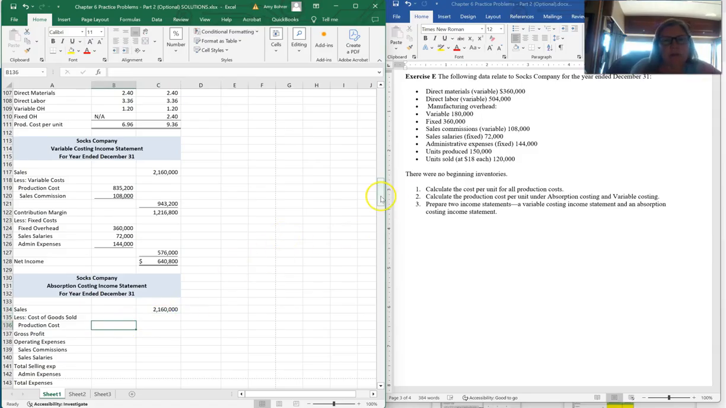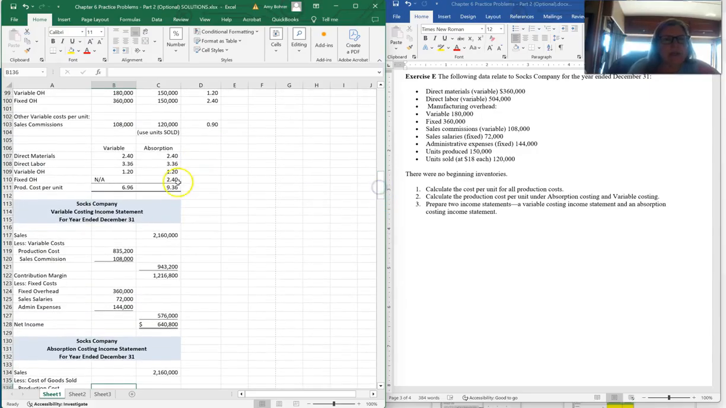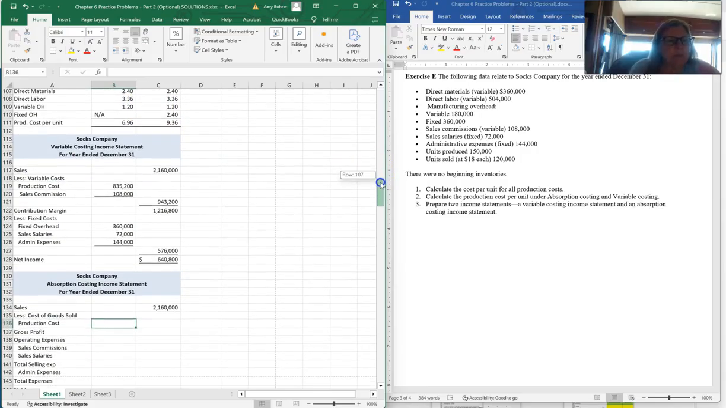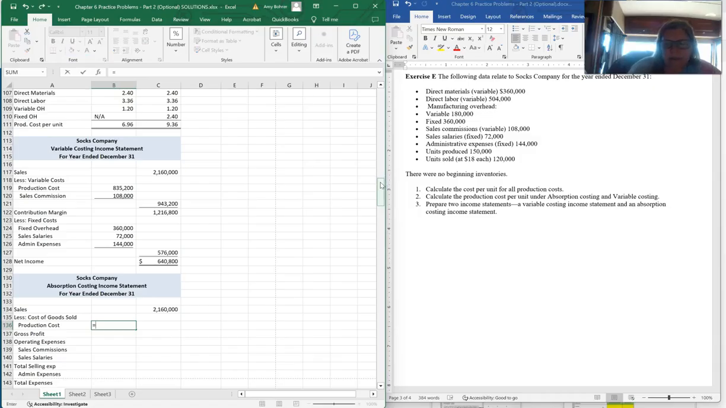Your production costs under the variable is the... $9.36. That, under the absorption, is $9.36 because it included the fixed overhead. It includes all your overhead, whether it's variable or fixed. And under the variable method, only the variable overhead is included. So that's why there's a difference there. So $9.36 times the 120,000 units sold.